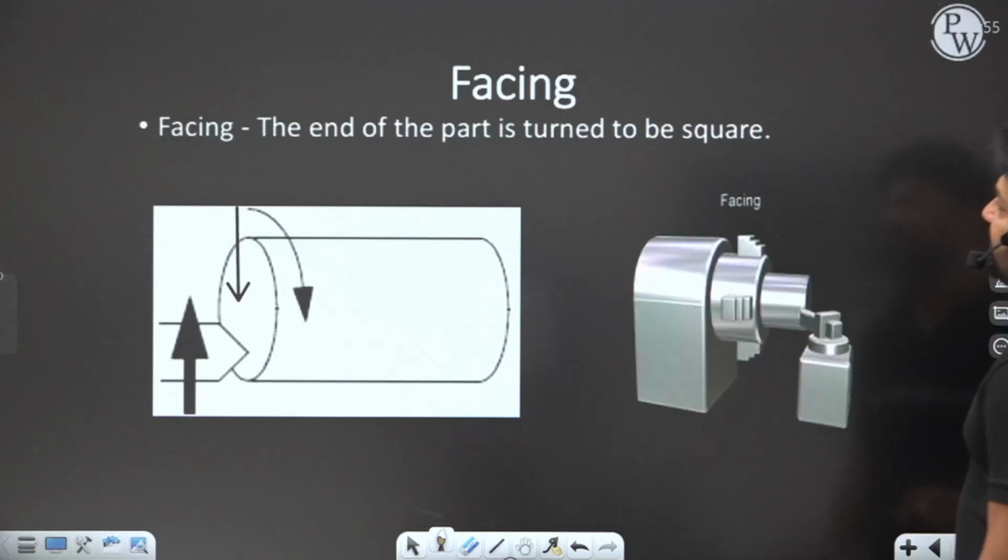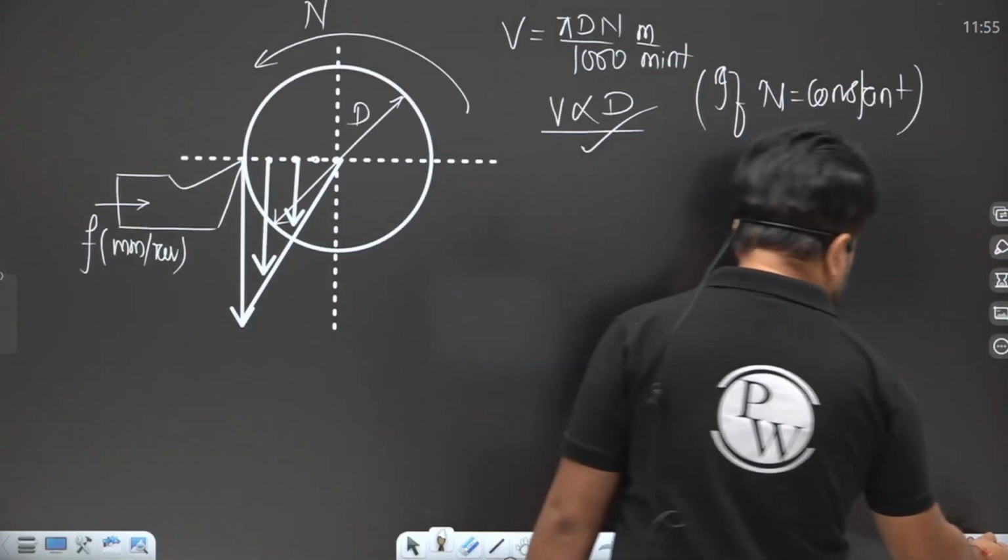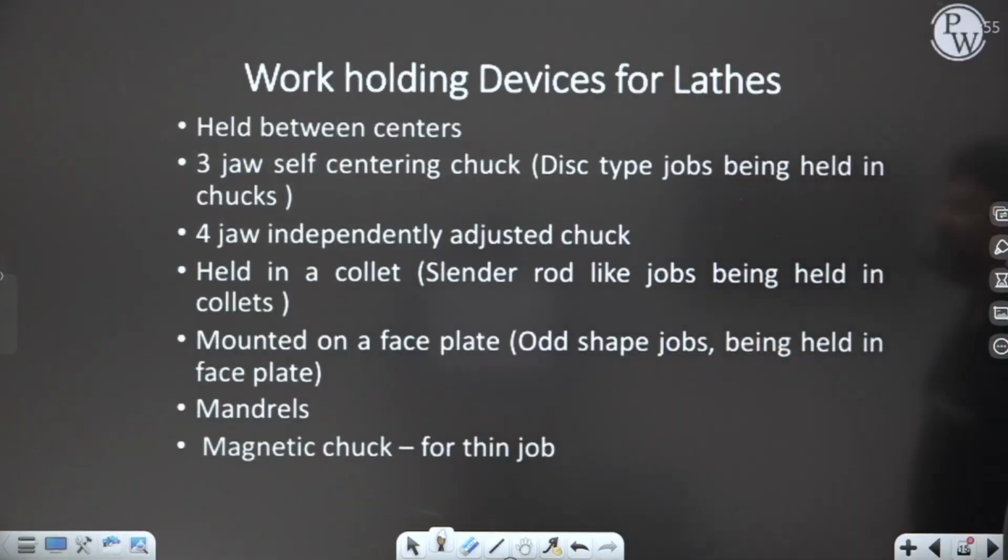So this is the facing operation. I have discussed the very interesting parameter. Now let's discuss the work holding device.